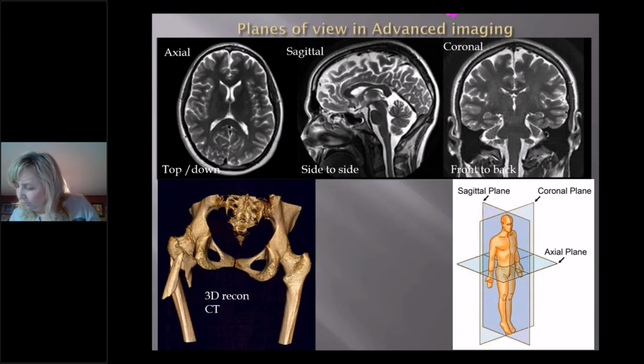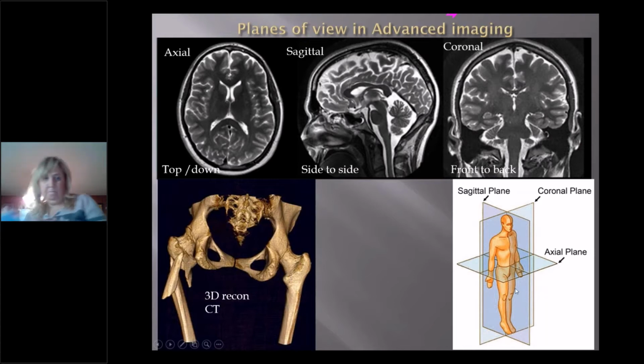So when we start talking about advanced imaging, one of the things that we need to understand is that when you get advanced imaging, most of the time you're going to get different views, axial, sagittal, and coronal, not just an AP lateral like you do with a 2 view in plain x-ray, but now you're getting both the X, Y, and Z axis. So sagittal plane, coronal plane, and axial plane, which is diagrammed out pretty well here.